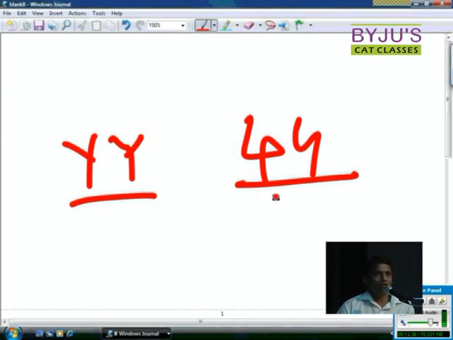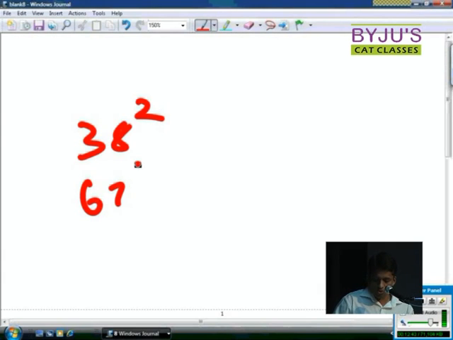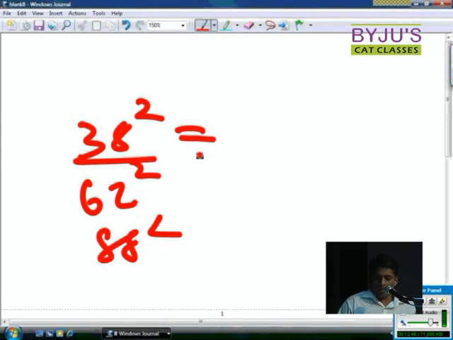There's only one number, right? Which is of the format YY. So from that you can directly decide your answer. You just need to verify with 3 squares, which are 38 square, 62 square and 88 square. What is 38 square? What is the method?